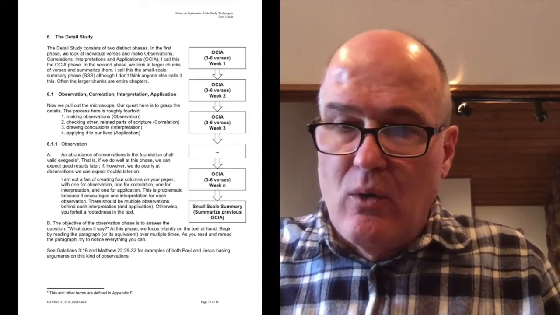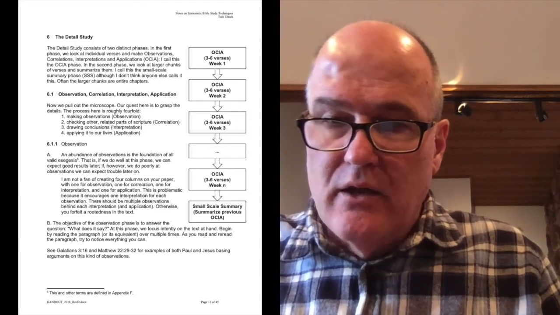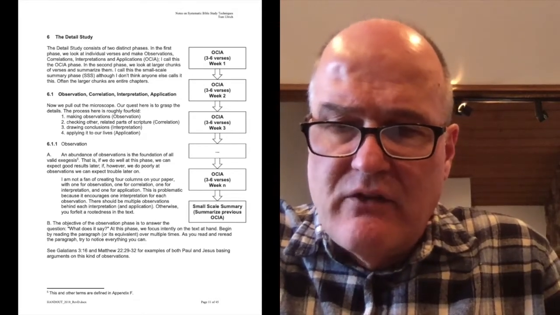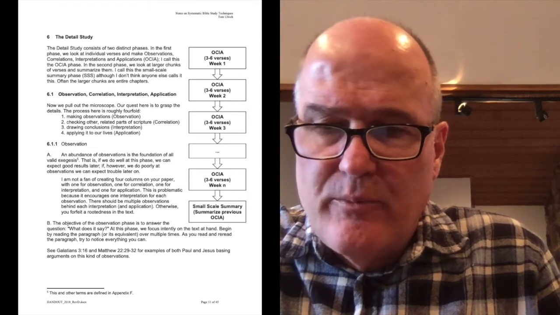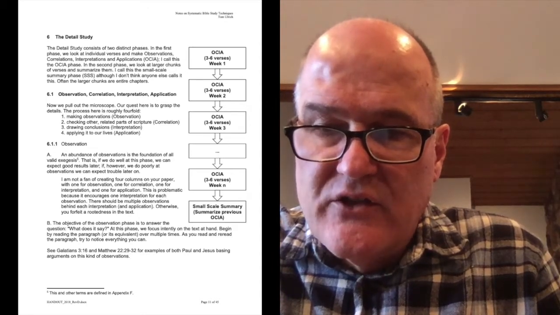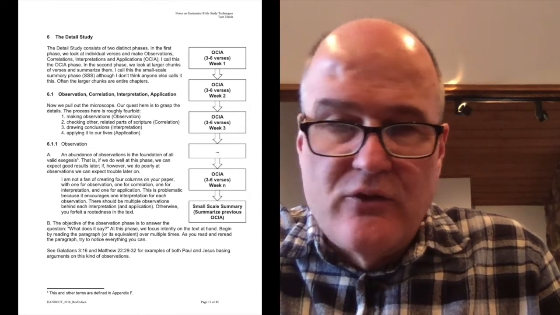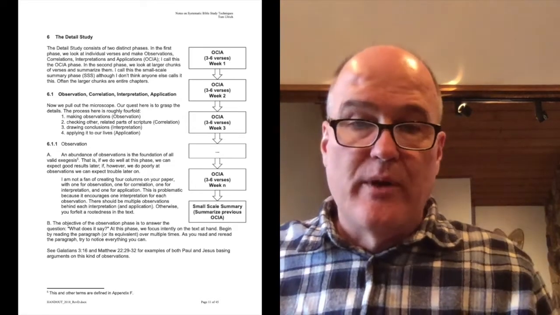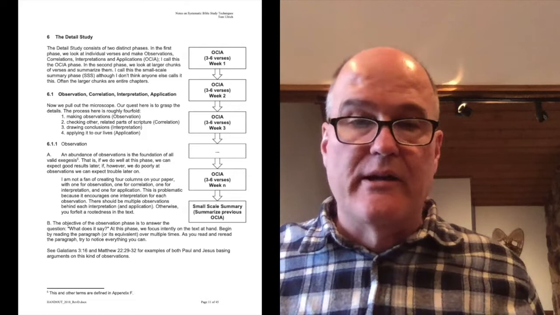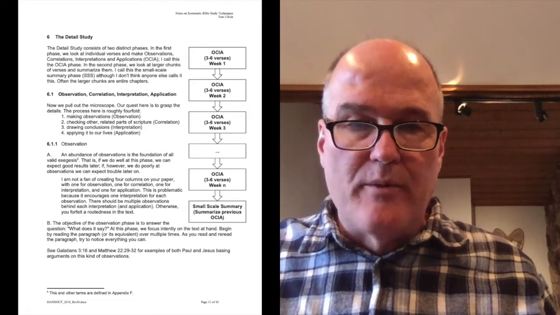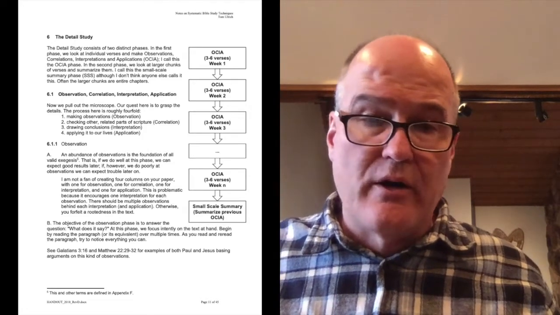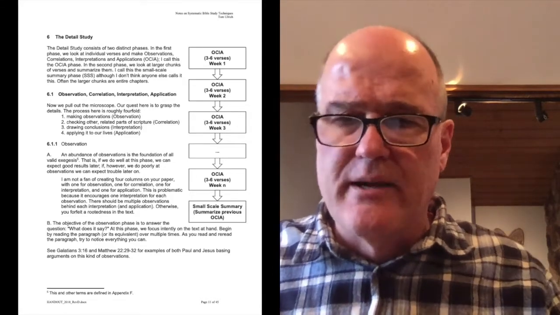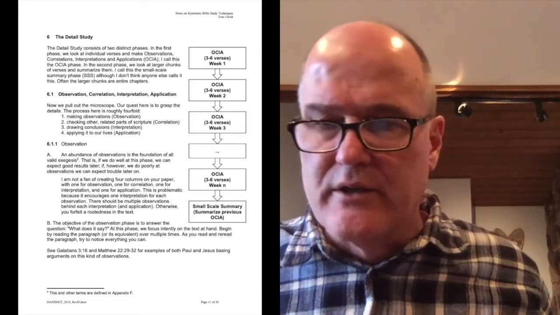Looking at section B, I've already said that the objective of the observation phase is to answer the simple question: what does it say? At this phase, we focus intently on the text at hand. We begin by reading the paragraph or its equivalent. You've decided what paragraphs you want to study, and if a paragraph has more than, say, 6 verses, you're going to do part of a paragraph at a time, just because it's overwhelming otherwise.